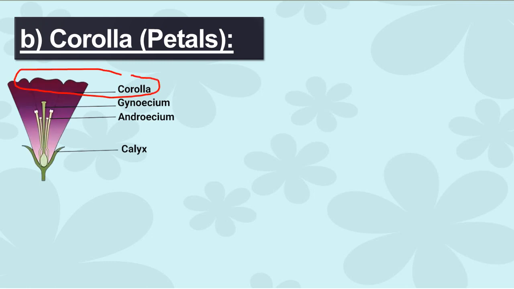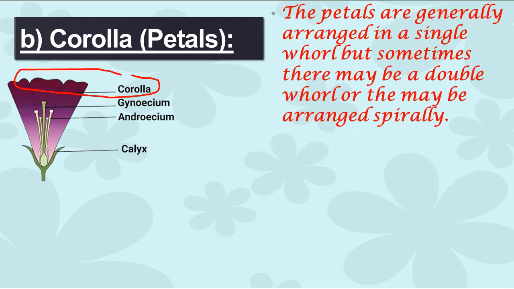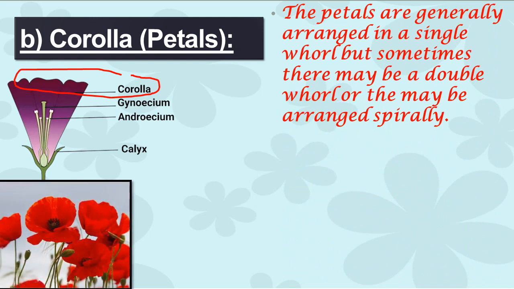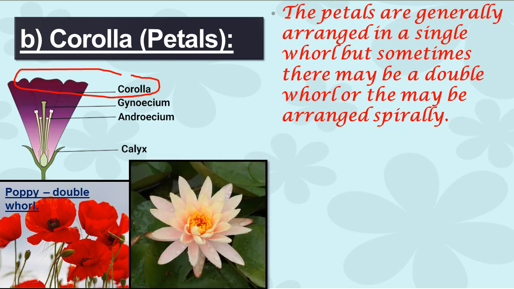Now the next floral part is the corolla, or petals. The petals are generally arranged in a single whorl, but sometimes there may be a double whorl, for example in a poppy flower, or they may be arranged spirally, as in a water lily. In poppy a double whorl is present, and in water lily the petals are spirally arranged.